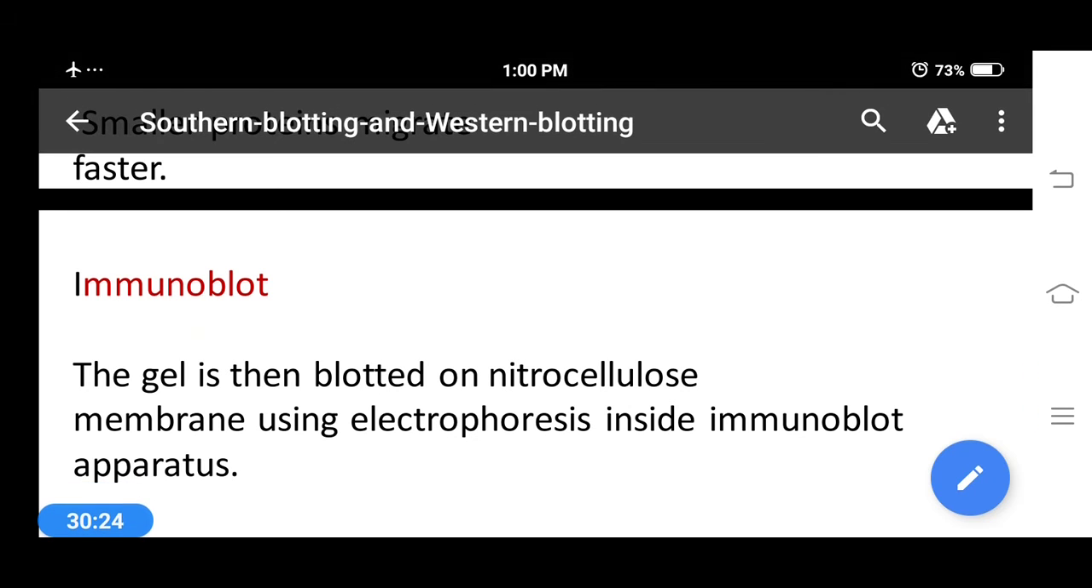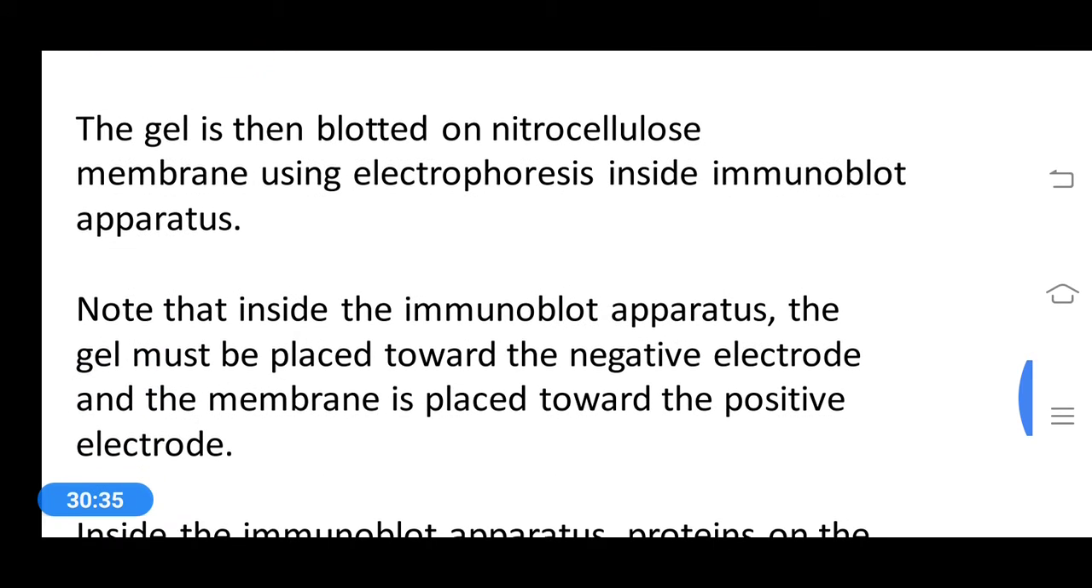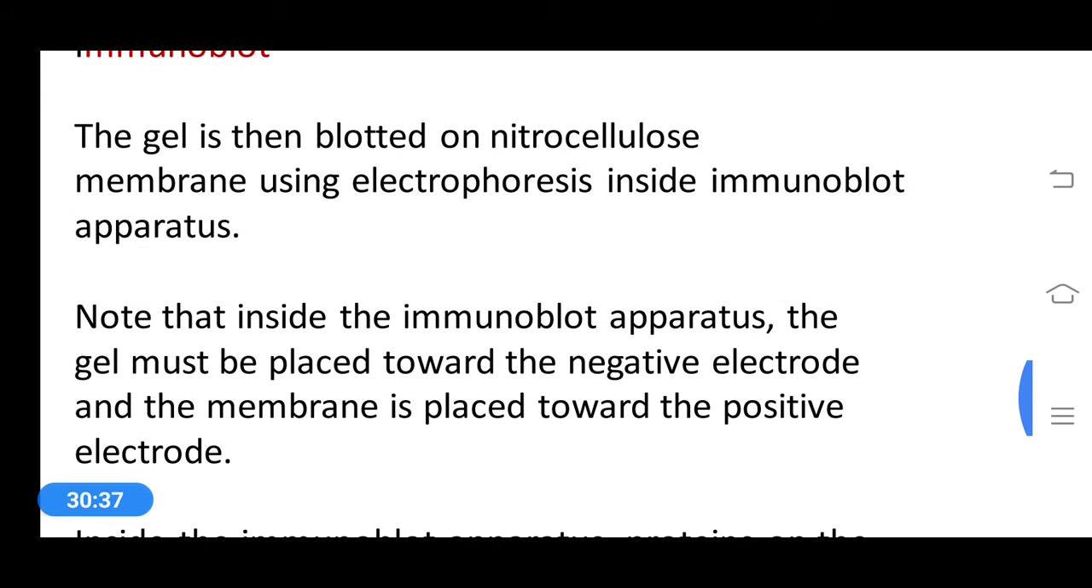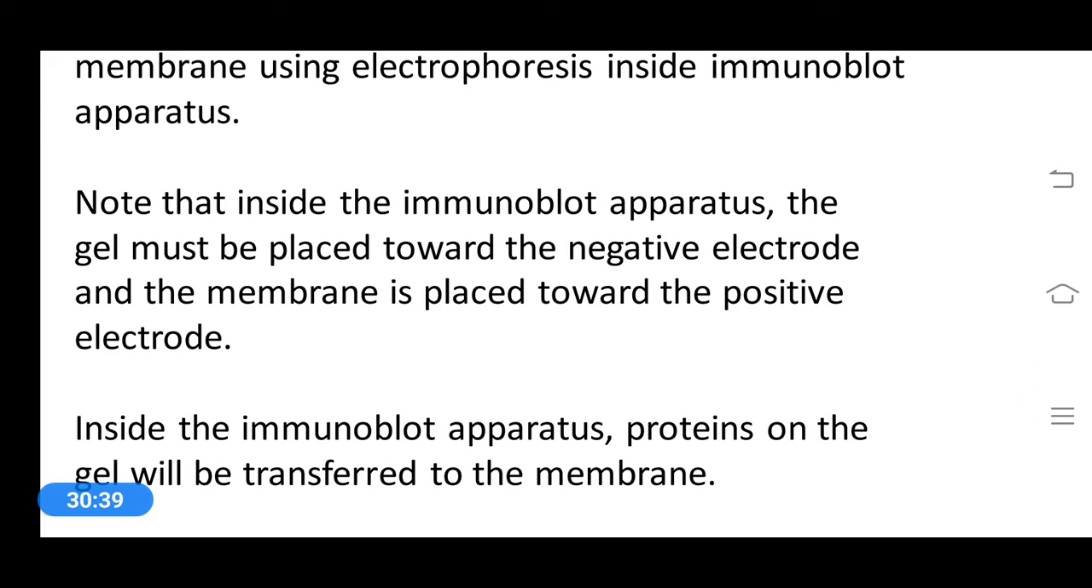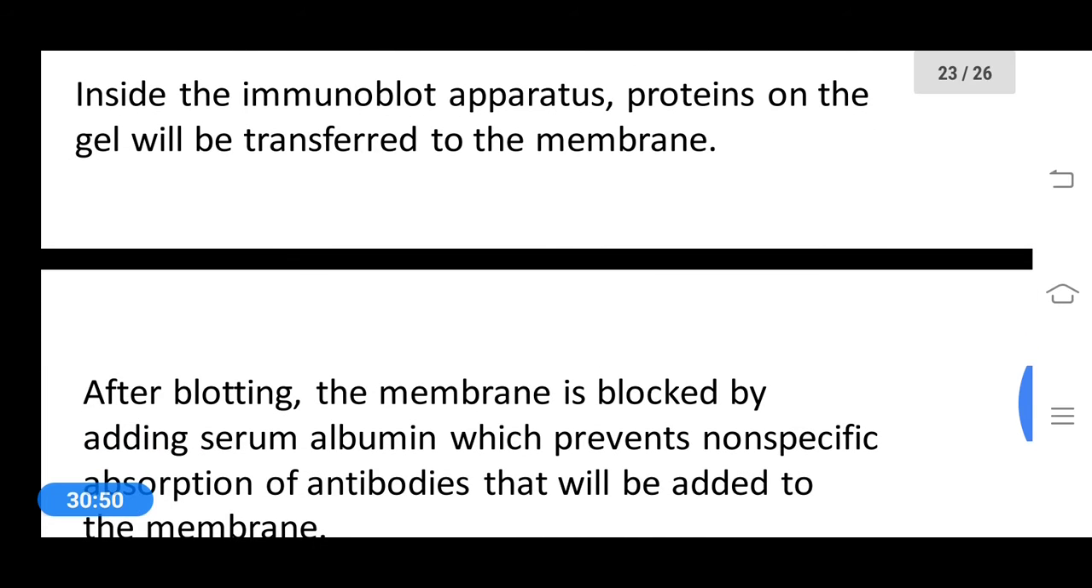And the next step is immunoblot. Here the gel is then blotted on a nitrocellulose membrane using electrophoresis inside the immunoblot apparatus. Note that inside the immunoblot apparatus, the gel must be placed towards the negative electrode and the membrane is placed towards the positive electrode. Inside the immunoblot apparatus, proteins on the gel will be transferred to the membrane.